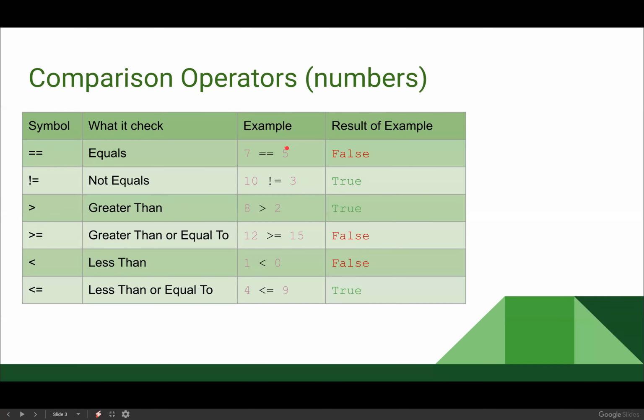So 7 is not equal to 5, so my double equals will give me false because they are not the same. 10 is not the same as 3, so my not equals will be true. 8 is greater than 2, so that will evaluate to true. 12 is not greater than or equal to 15, so we get false. 1 is not less than 0, false. 4 is less than or equal to 9. So all of those comparisons we can do in our programs.